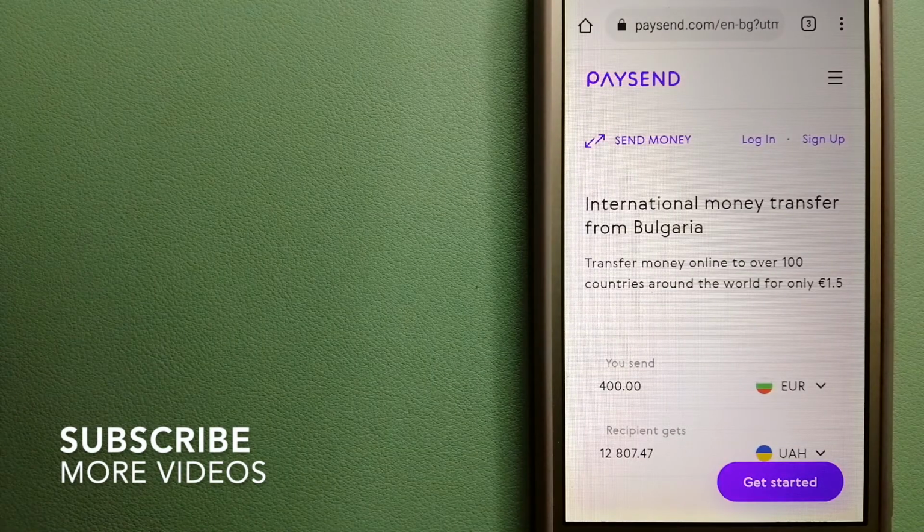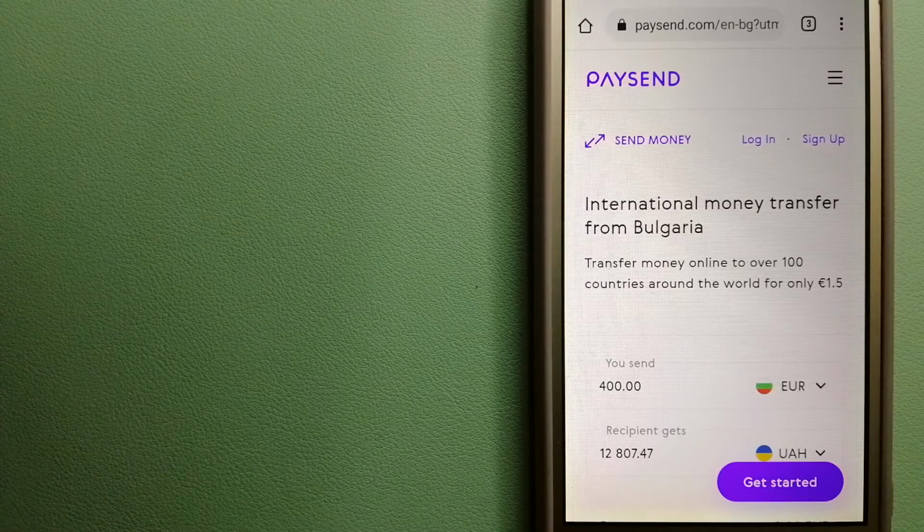Our first option is Paysend. This is a next-generation money transfer platform allowing users to send funds directly to any Visa, MasterCard, or UnionPay in 100-plus countries. You can also send to bank accounts and digital wallets in certain countries. It's a fast, easy, and secure way to send money to your loved ones at a fixed low price.